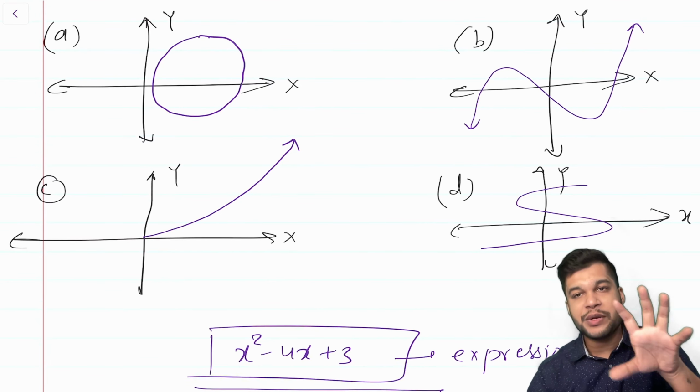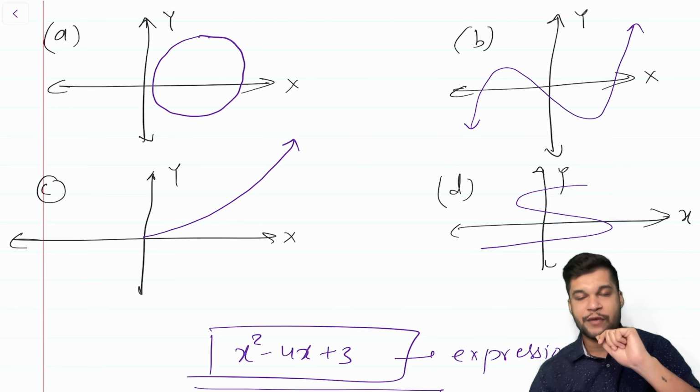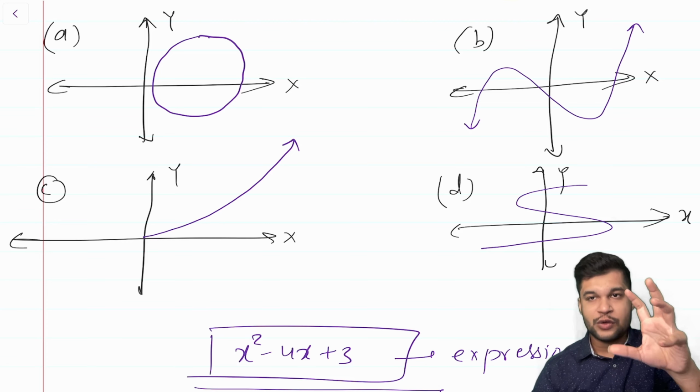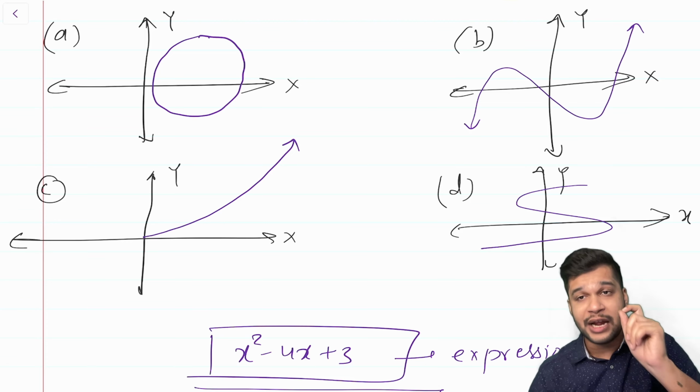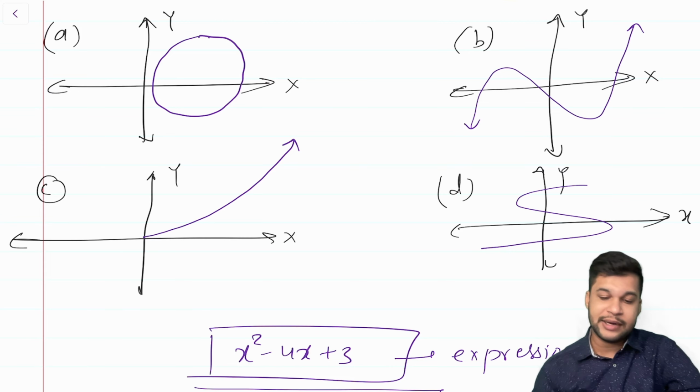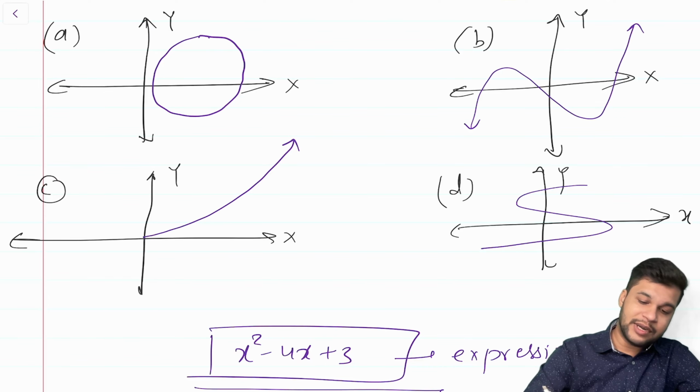You have to tell me which one is a function and which one is not a function. To do this, you have to do something we call the vertical line test. What do you mean by vertical line test, guys? Draw a vertical line anywhere randomly on the graph.